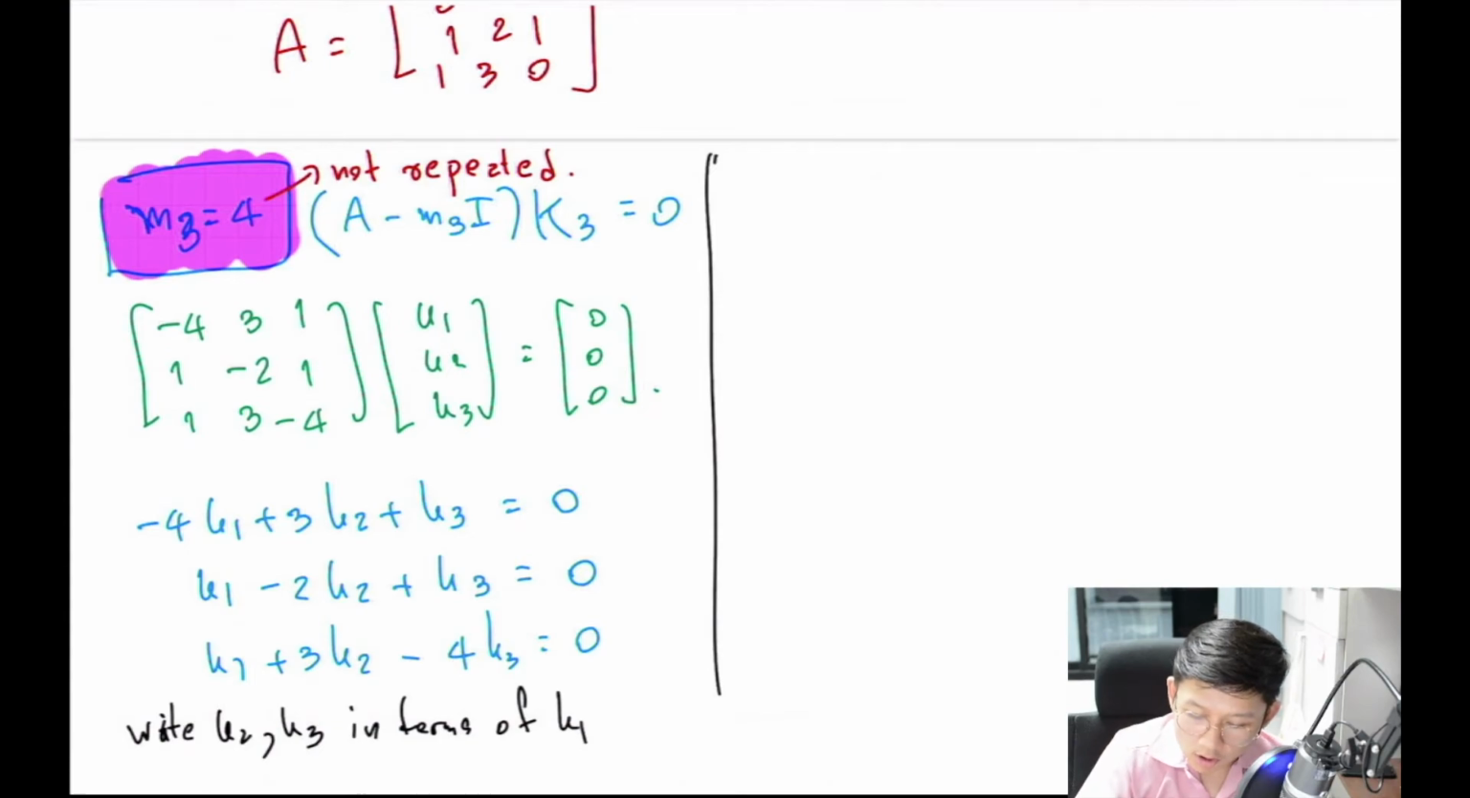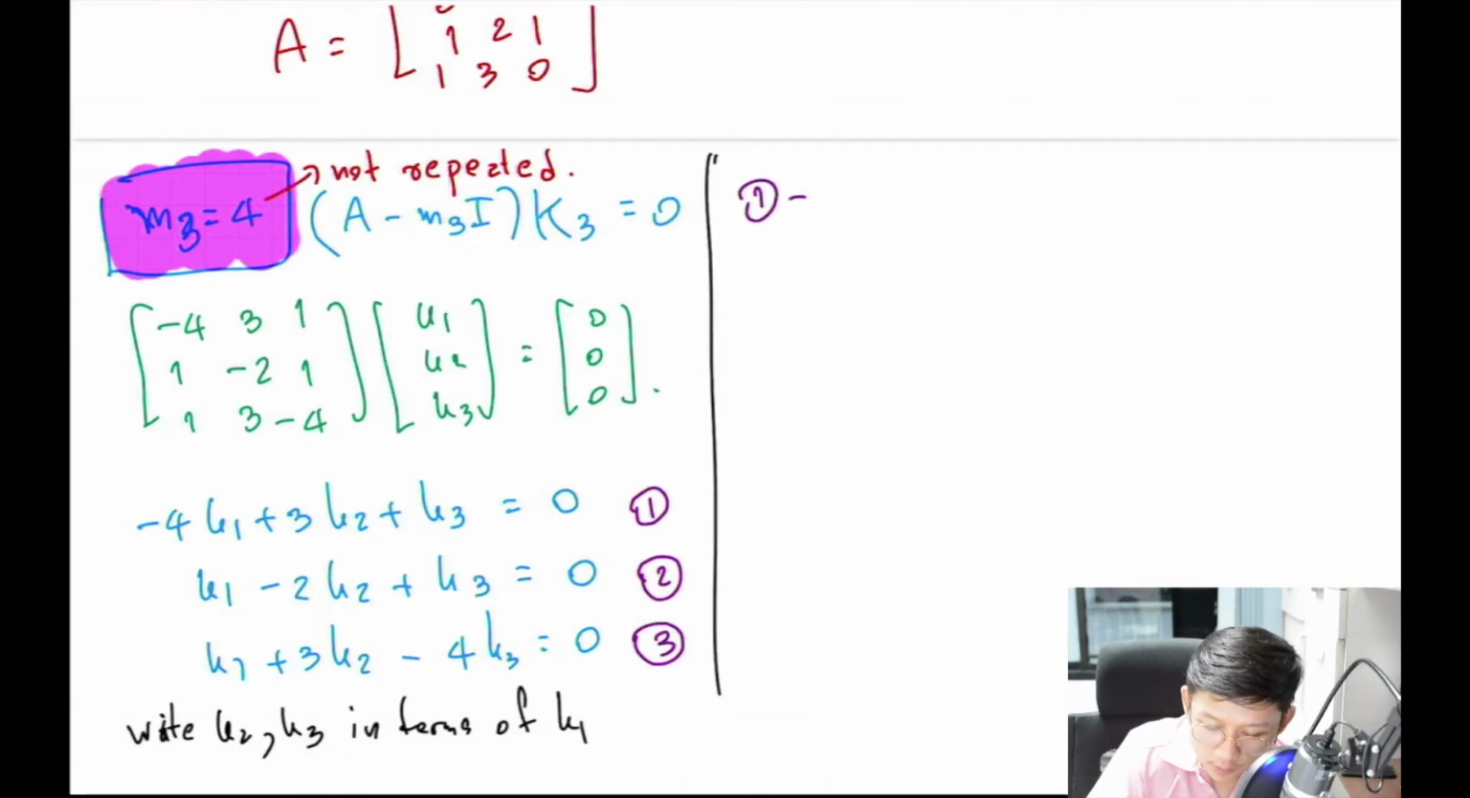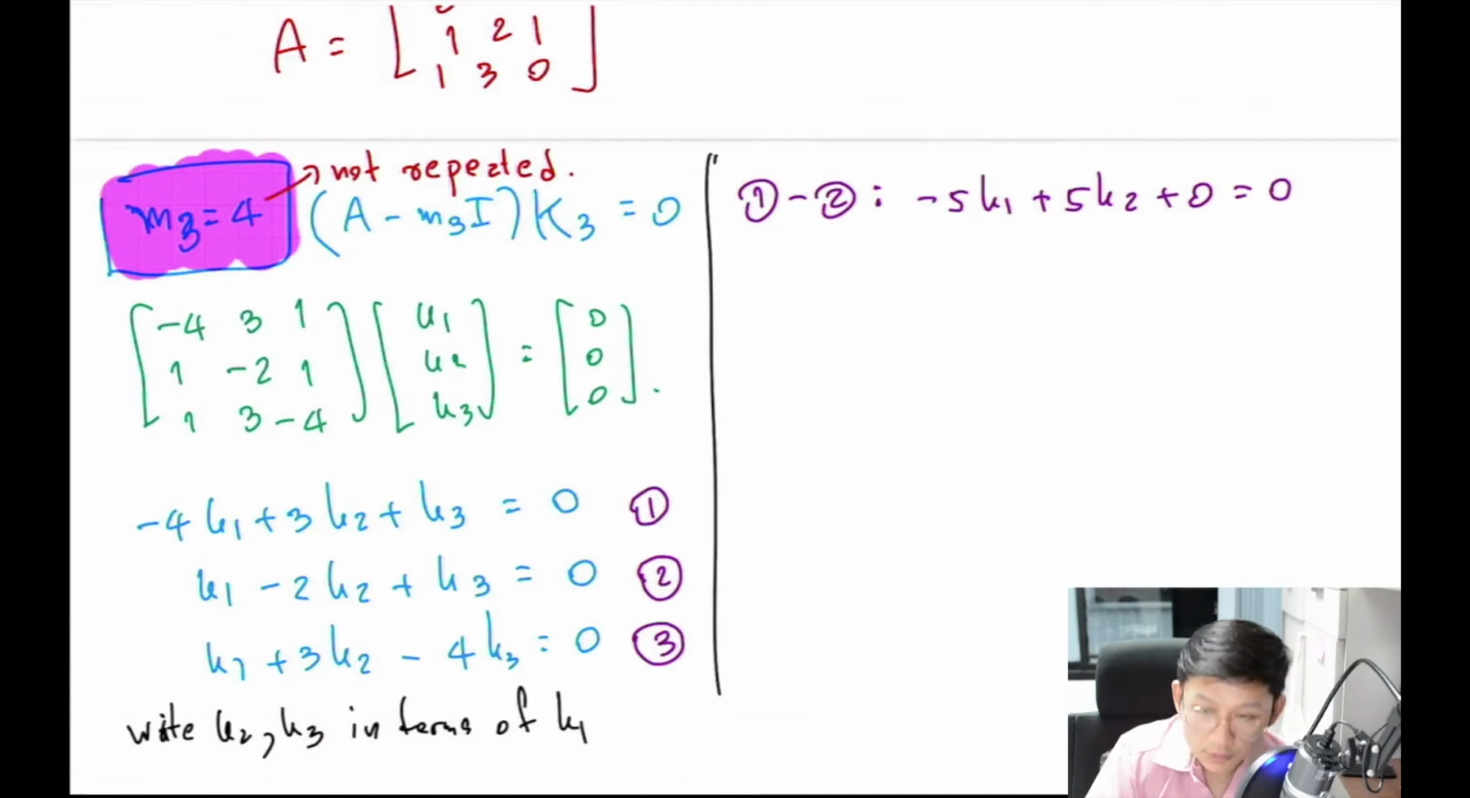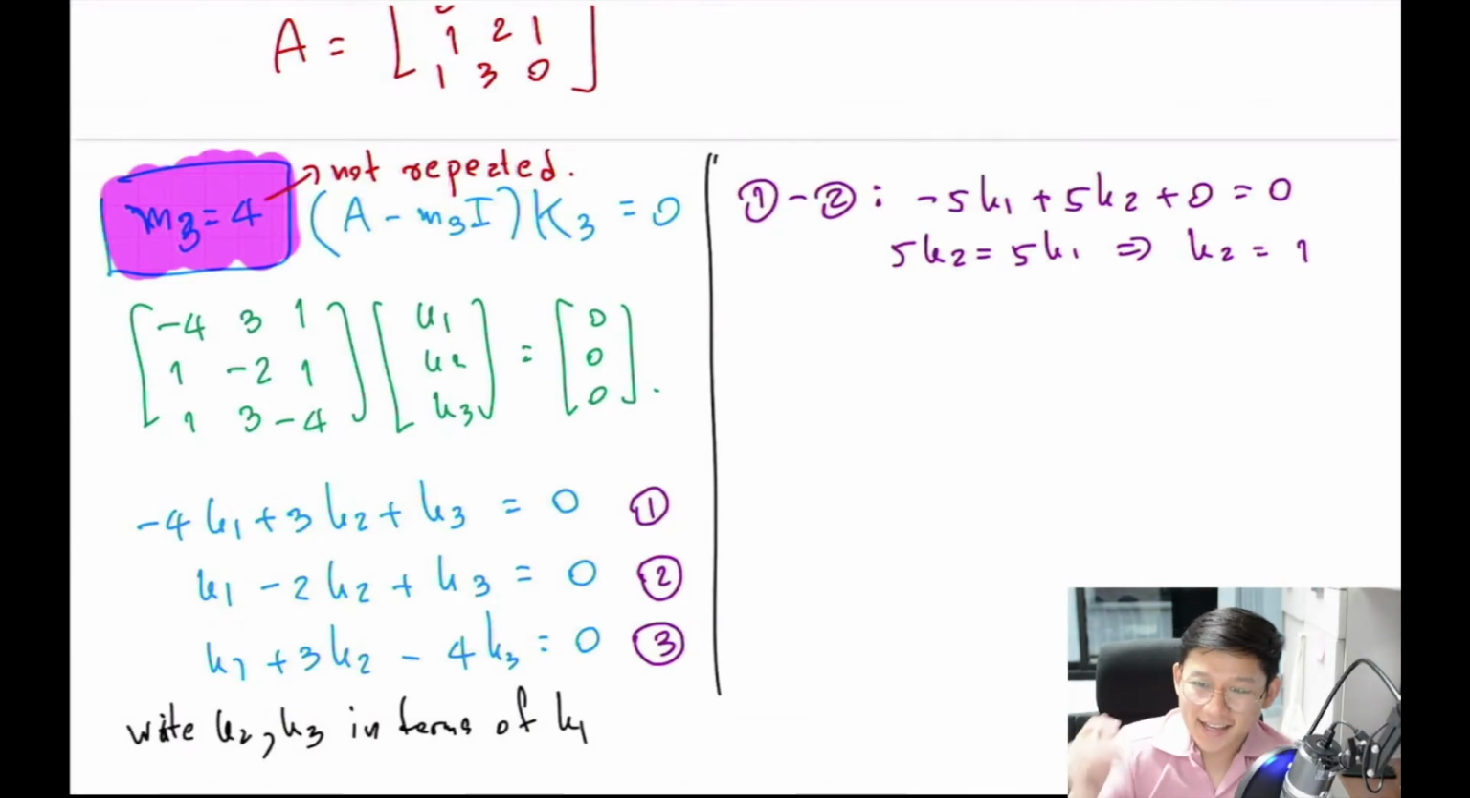If I call this the first equation, the second equation, and the third equation, and then I take the first equation, subtract it by the second equation, I would have minus 5k1 plus 5k2 plus 0 equals 0. So I have that 5k2 is 5k1, which means that k2 is the same as k1. See, I can write k2 in terms of k1.